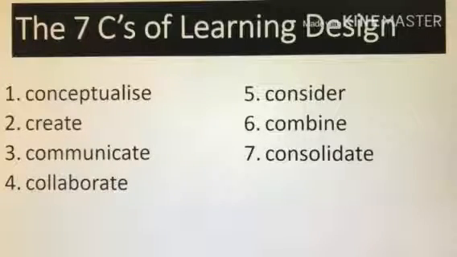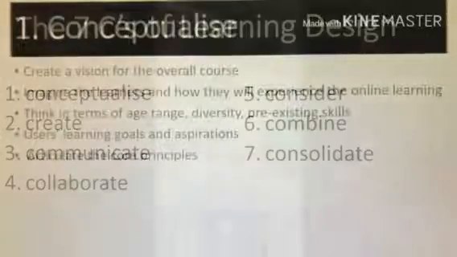And really this is about responding to the changes in the learning environment that our students would experience, and the world that they live in and work in. They have developed the 7 C's of learning design. The 7 C's are conceptualize, create, communicate, collaborate, consider, combine, and consolidate. So let's have a look at those individual elements.